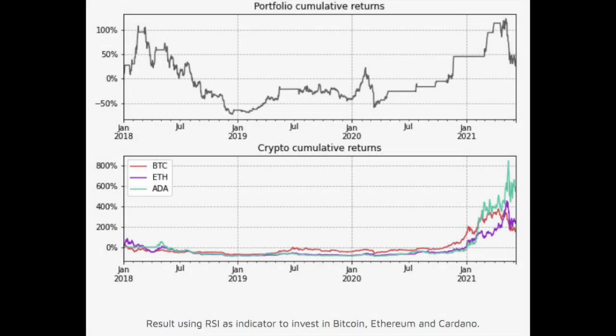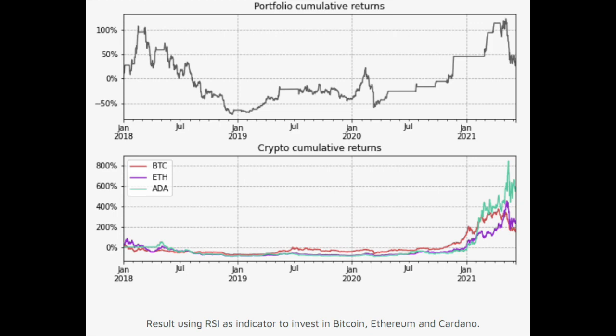In this test, we take into account a portfolio made up of Bitcoin, Ethereum, and Cardano from the 1st of January 2018. The performance of the portfolio shows that depending on when you invest, you can earn a great deal of money. However, when RSI fails, the drawdown may be significant, like in 2018 or at the end of 2021.